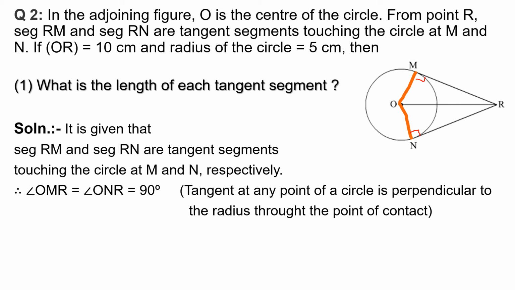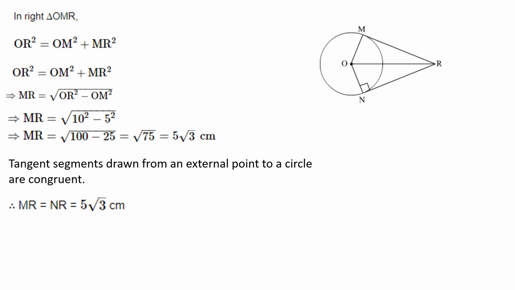Tangent at any point of a circle is perpendicular to the radius through the point of contact. So OM equal to 5 centimeter and OR equal to 10 centimeter. In right angle triangle OMR, by Pythagoras theorem, hypotenuse is OR for both the triangles. So OR square equal to OM square plus MR square. Substitute the values, you will get the answer, that is 5 root 3 centimeter.